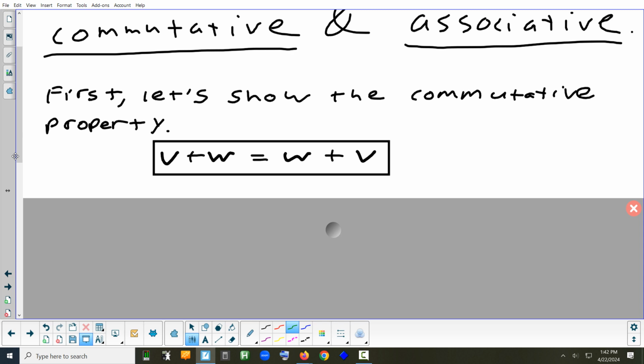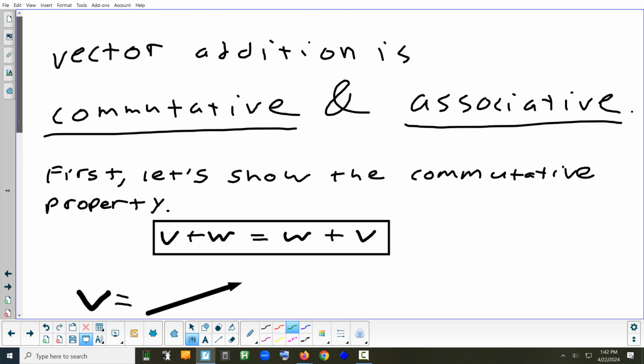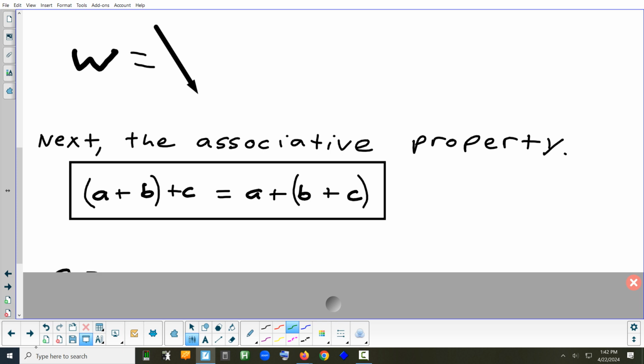Now, associative, that doesn't have to do with the order you add things up in. That has to do more with grouping. You can group things differently and you still get the same answer. Okay, that's associative. It's like doing different order of operations. And when you're adding vectors together, whether you add a plus b first and then do c, or do b plus c first and put that on the end of a, you'll get the same thing.